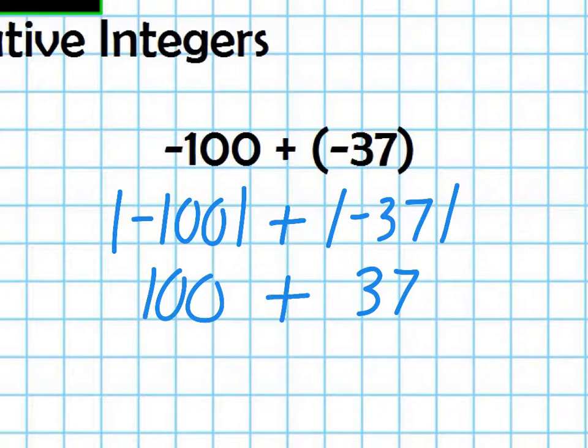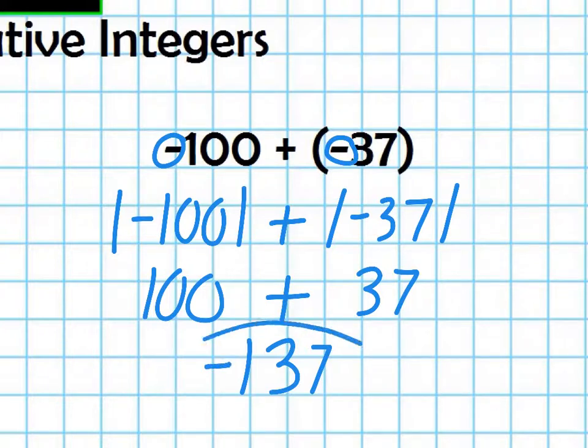Next, just add those two values together. 100 plus 37 is 137. Your final step is to keep the common sign of the two integers. Since we had a negative and a negative, the common sign is negative, which makes our answer negative 137.